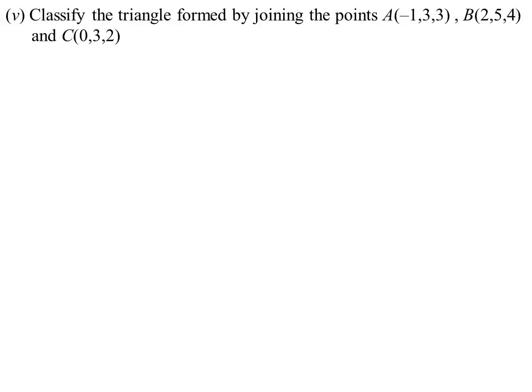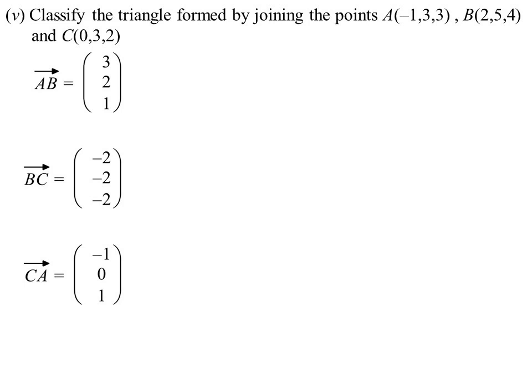We're going to classify the triangle formed by joining these 3 points. What sort of triangle do we get? Well, let's see what the sides of this triangle are. So AB, the vector AB, there it is, 3, 2, 1, BC, and CA. Now, how can I classify it?